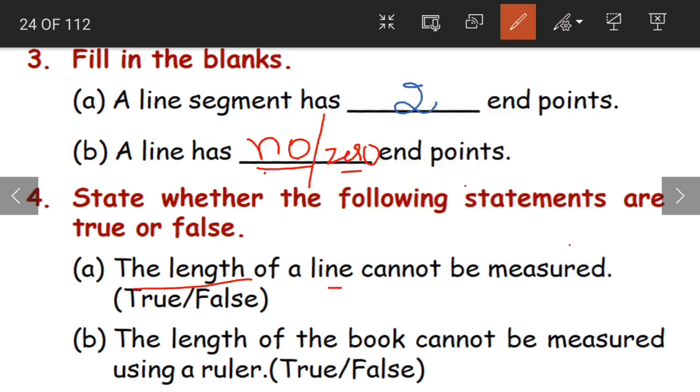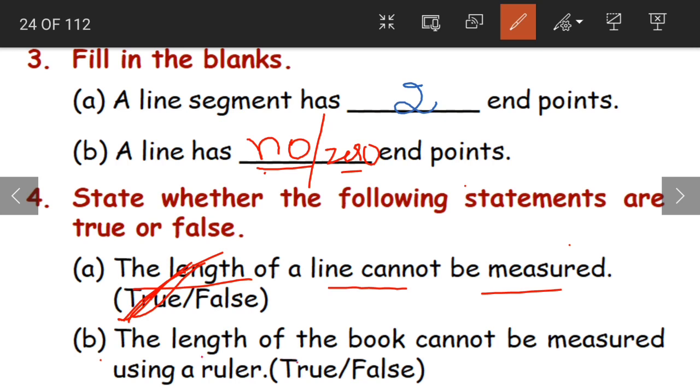First one, the length of a line cannot be measured. Yes, this is true. Why? Because just now we have learned that the length of the line is not finite. It cannot be measured. Why? Because it has no endpoints and can extend indefinitely on both the sides. So we cannot measure the length of the given line. So the statement A becomes true.